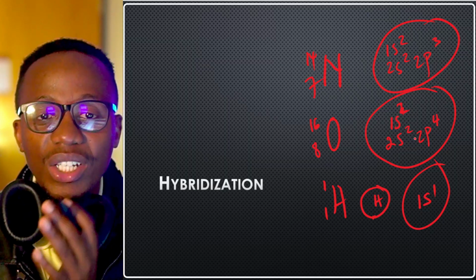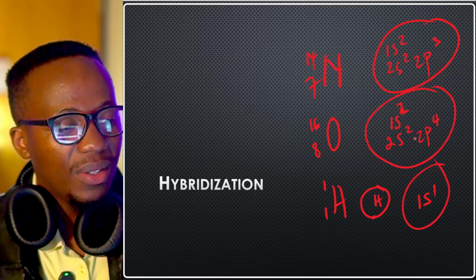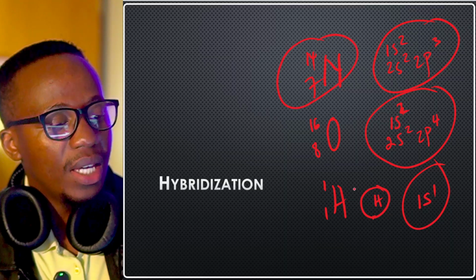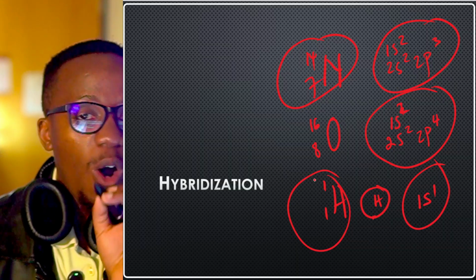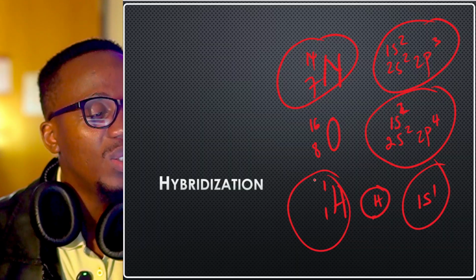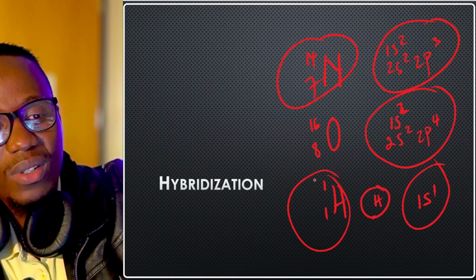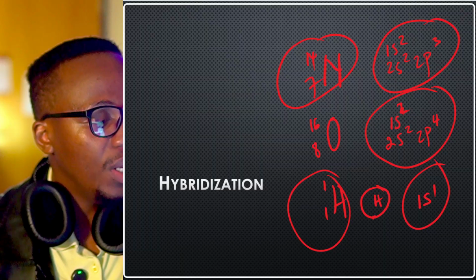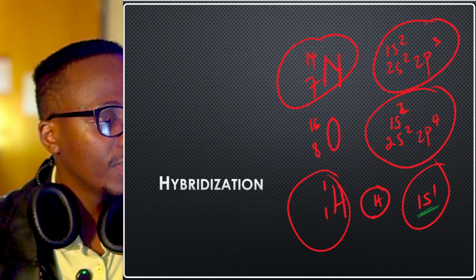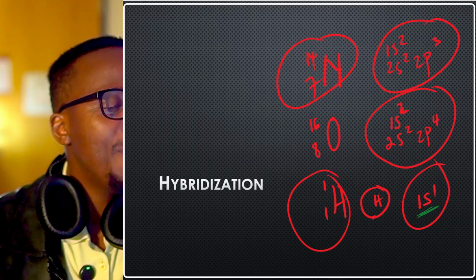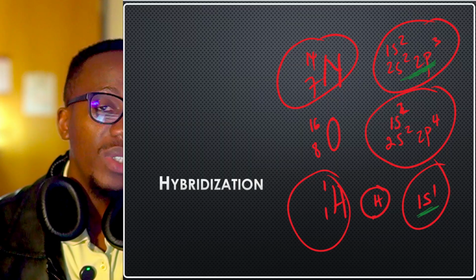So hybridization is taking this to the next level. What do I mean by that? Yes, you have nitrogen here. Yes, you have hydrogen here. But what happens to the orbitals on the outside? What happens to them when these two bind? Because guess what? The 1s1 orbital on hydrogen is going to hybridize with the orbitals on the outer layer of nitrogen.